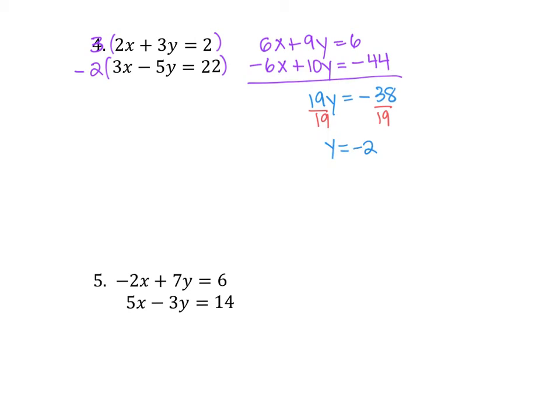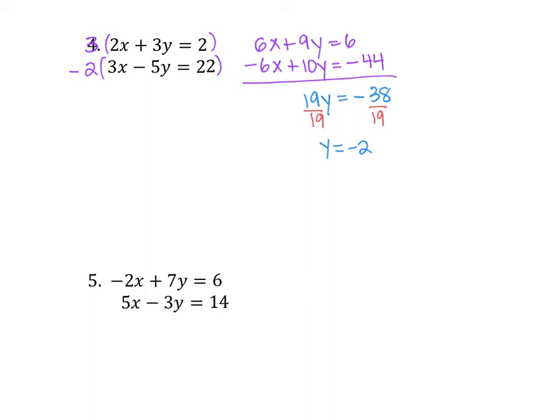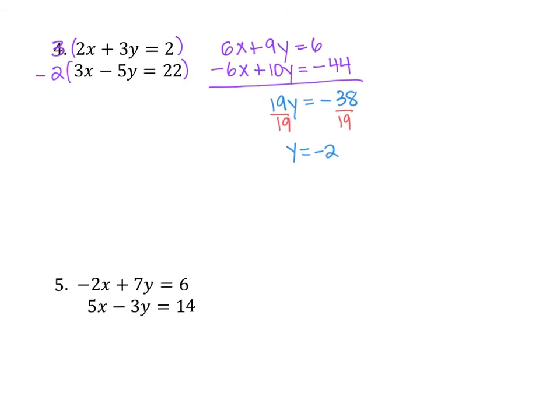Okay, now when I plug it back in, I could plug it in the 2 original equations, or I could plug it in the ones after I multiplied. I like to plug it in the original ones just because the purple ones have bigger numbers. That's the only reason. So 2x plus 3y equals 2. So 2x minus 6 equals 2. I'm going to go ahead and solve this.